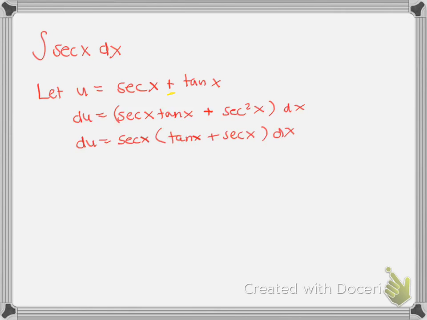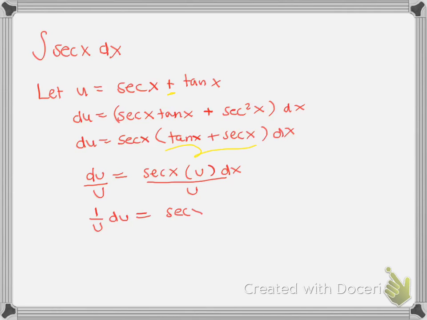And what do you know? This is what our u is, right? So we can rewrite du as secant x times u dx. Okay, that looks a little weird. And so let's just put all the u's on one side. So we divide by u on both sides. Then we'll have 1 over u du equals secant x dx.